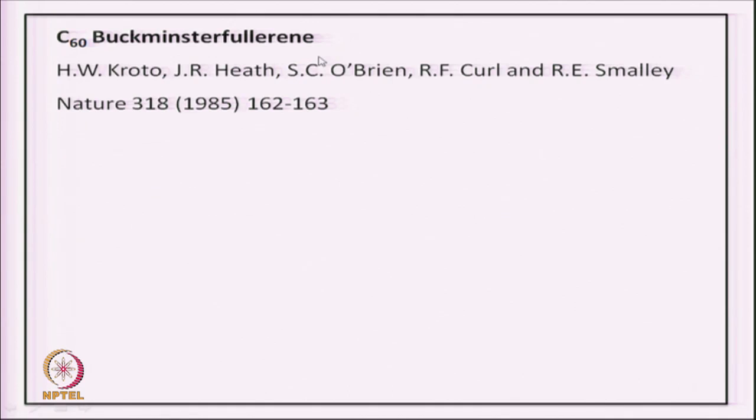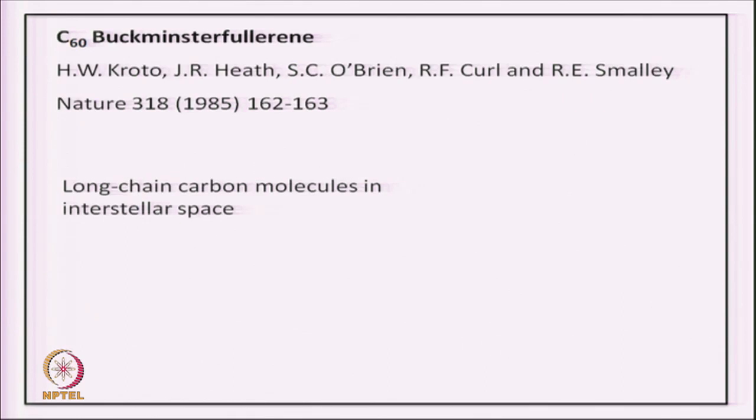paper was C60 Buckminsterfullerene. Actually, their interest was in long chain carbon molecules in interstellar space, and they were trying to replicate some of these in their laboratory experiments by evaporating graphite by laser. In this kind of experiment, they came across this new 60 atom molecule, the structure of which they solved and gave the name Buckminsterfullerene. For this achievement, they were awarded the 1996 Nobel Prize.